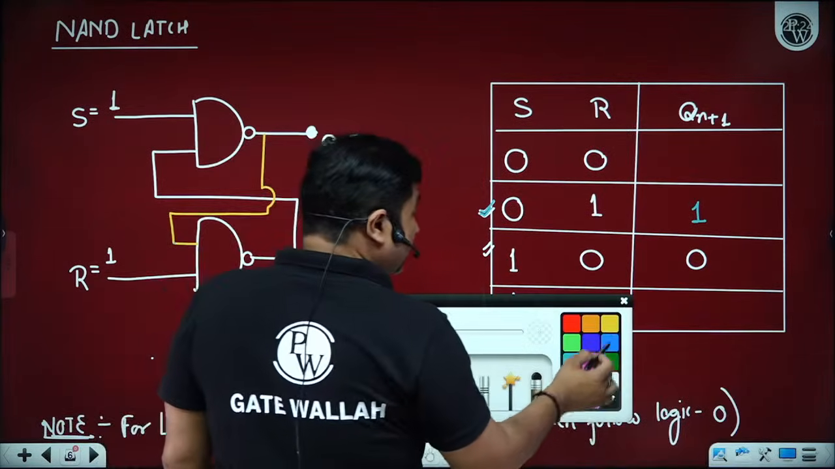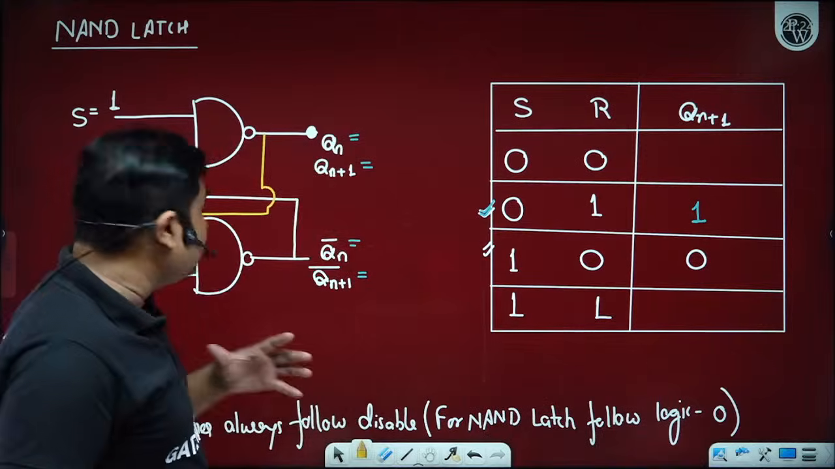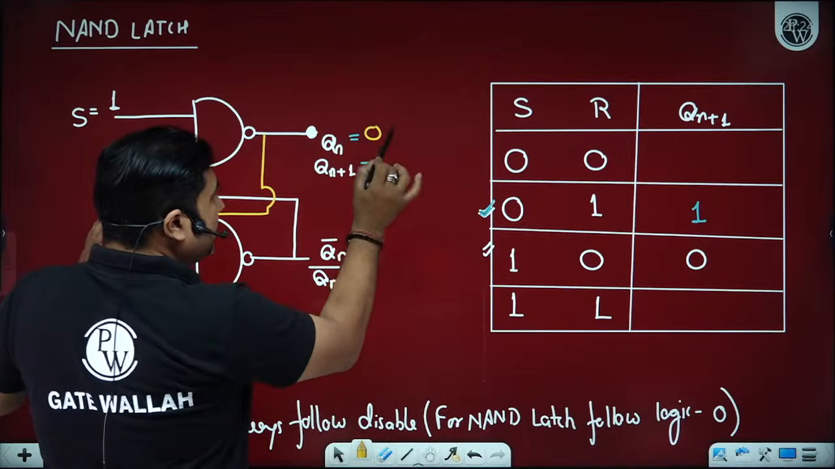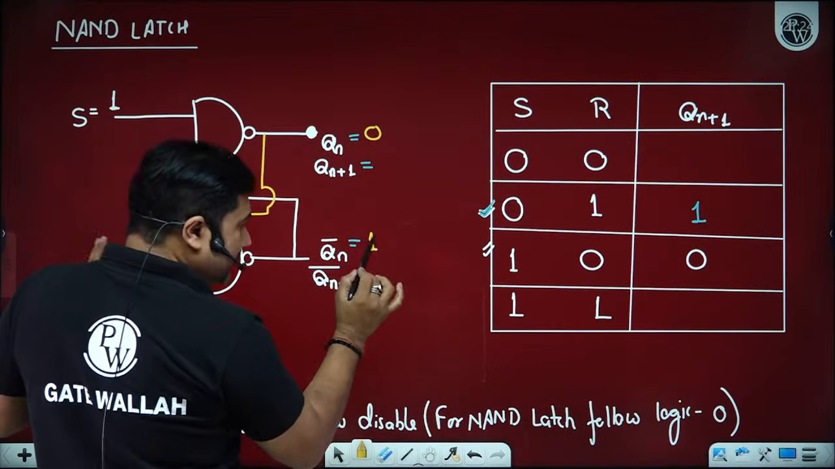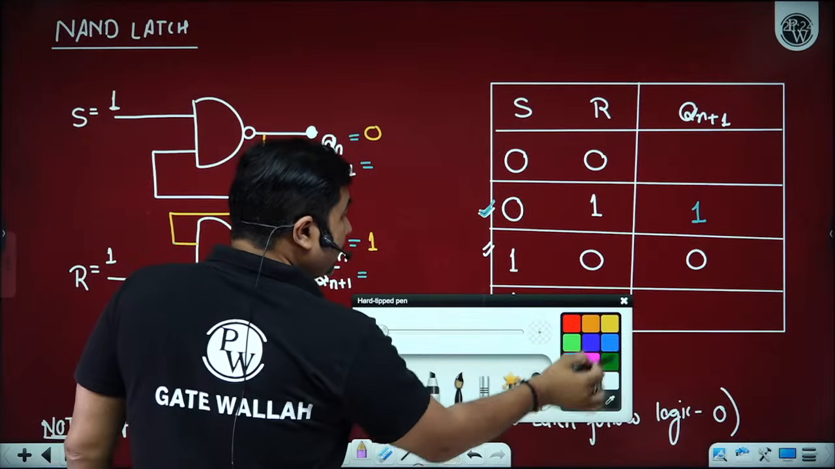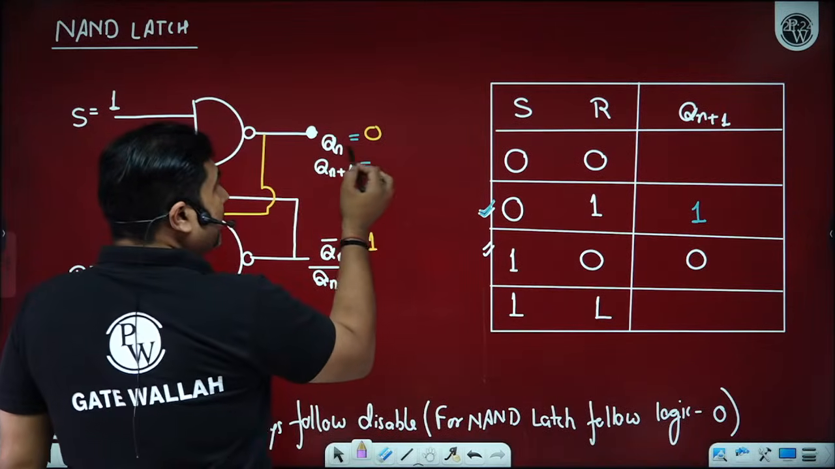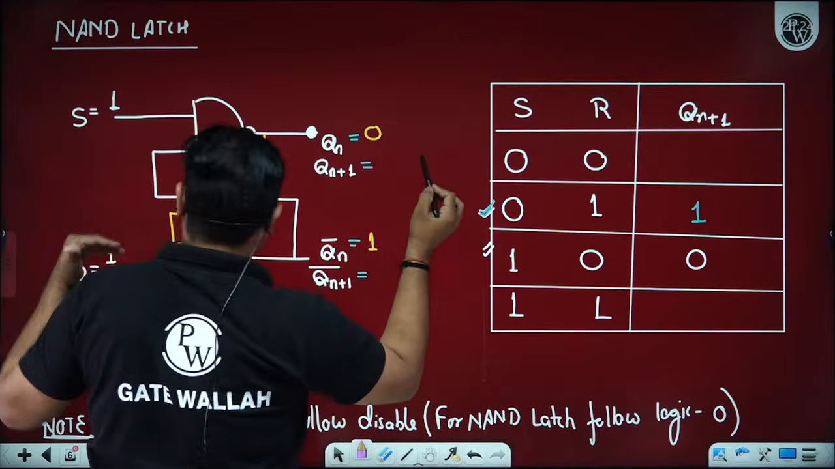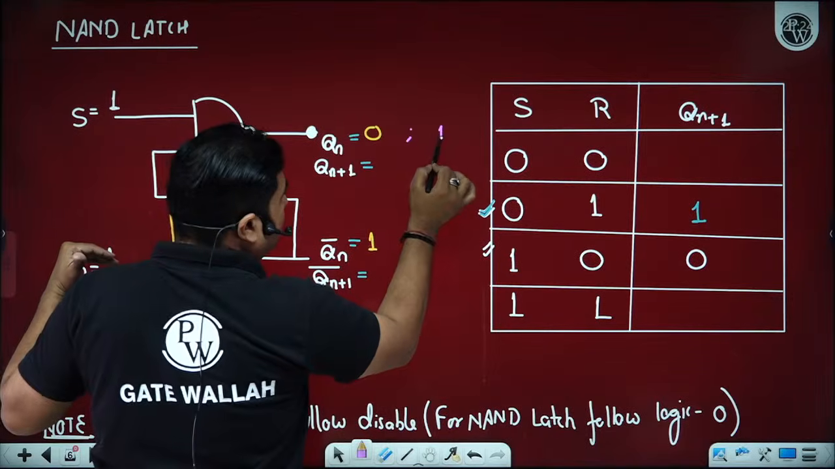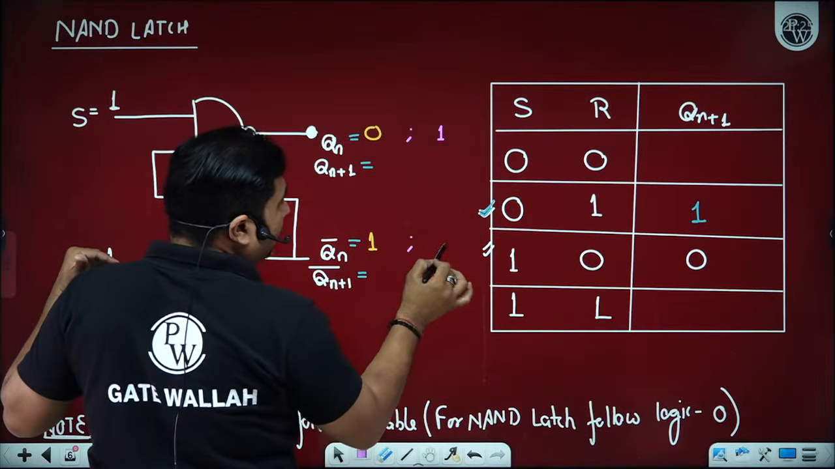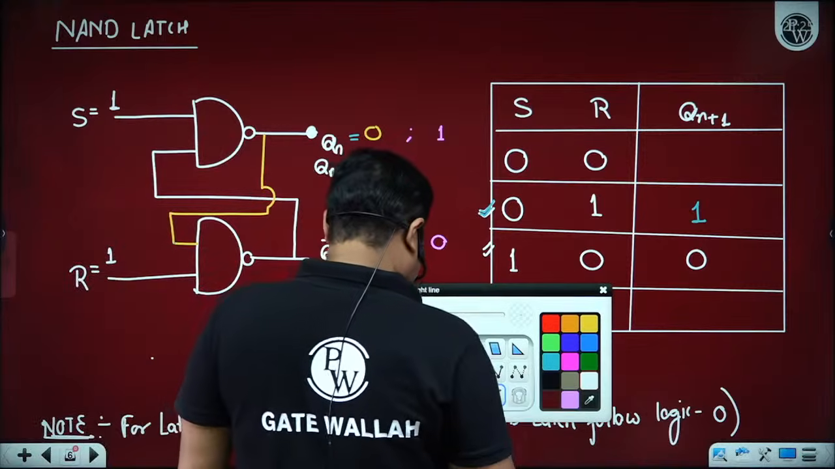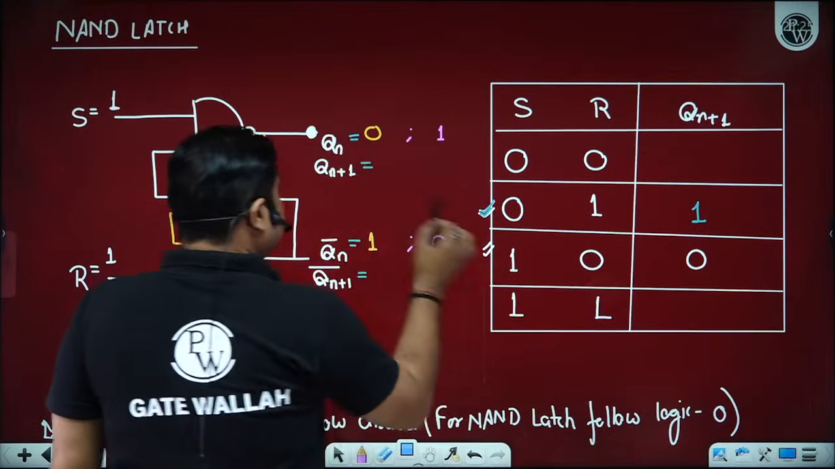There are two possibilities. Before applying input S equal to 1 and R equal to 1, there is a possibility Qn is 0. If Qn is 0, Qn bar is 1. Is it okay? Now, another possibility: maybe before applying S equal to 1 and R equal to 1, let us suppose the output is 1. If Qn is 1, then its complement is 0. Is it okay? So first consider this case, the yellow one.